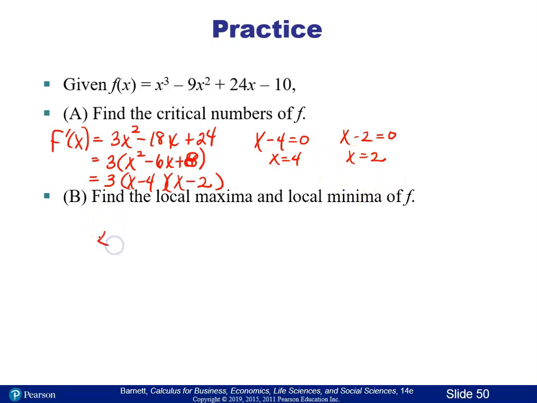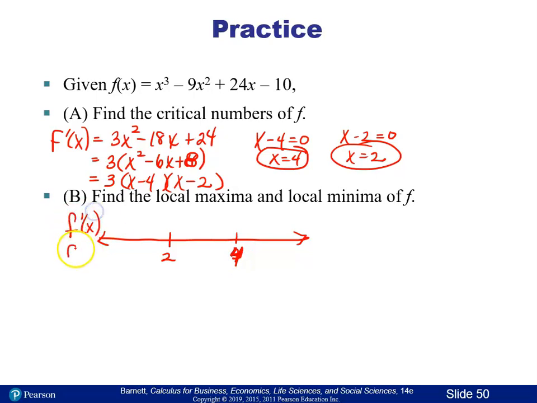All right, as far as determining if they're local maximums or minimums, you do have to show this number chart. Again, make sure you put them in the right order. So 2 comes before 4, not 3. So, okay, 2 and 4. We're going to plug into the first derivative, and it's going to tell us about the original function. So my first derivative that I'm going to plug into is going to be here. Okay, so the factored form of that first derivative.